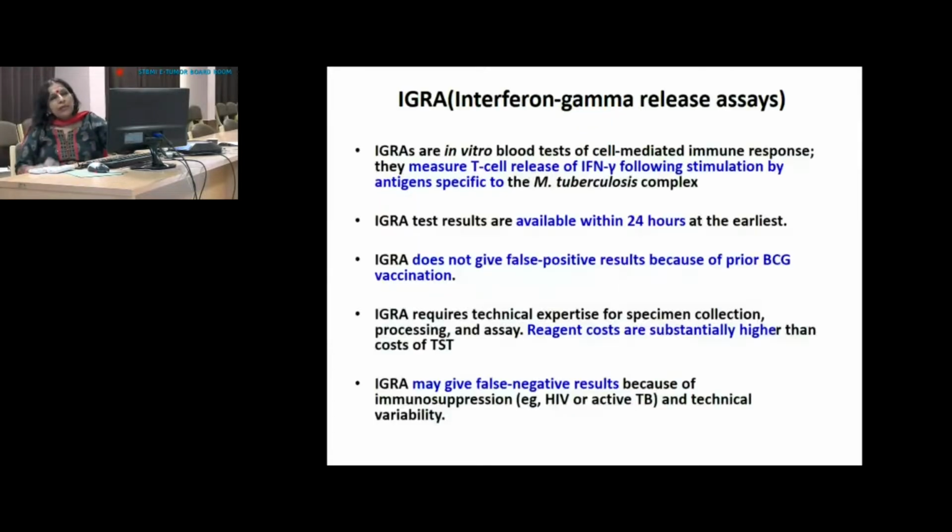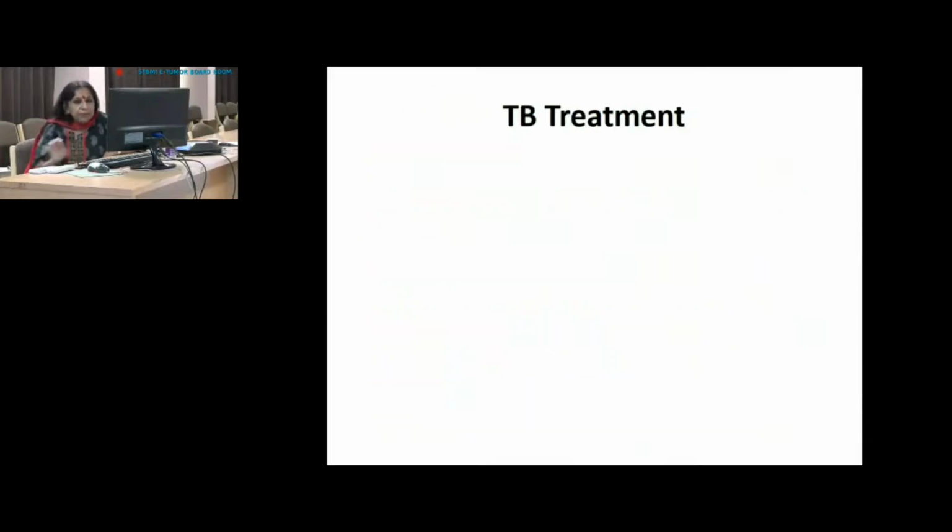Then IGRA is a blood test in which cell-mediated immunity to TB bacilli is seen. IGRA is far more expensive. You need someone to come and take the blood sample, take it to the lab. In the lab, it is analyzed. There is an assay machine which is used. Reagents are very costly. However, the turnaround time is shorter. You get the results within 24 hours, and it gives false positives less often compared to TST. But like I said, it's very expensive, and it does give false negatives at times.